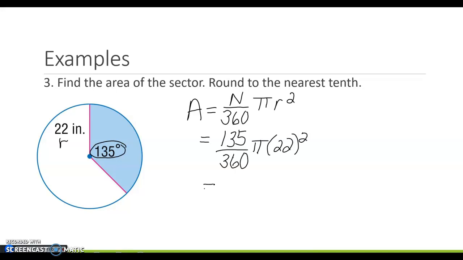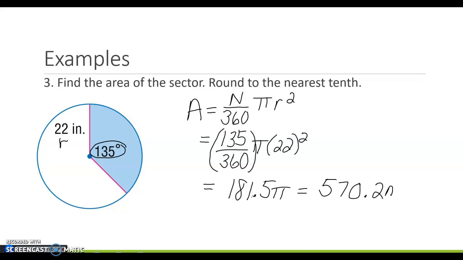And I would recommend maybe doing this division first on your calculator, hitting enter, then multiplying by pi, and then multiplying by 22 squared, or you can just do all the numbers first. If I did all the numbers first, I get 181.5 pi, rounded to the nearest tenth would be 570.2 square inches. 570.2 square inches. Okay?